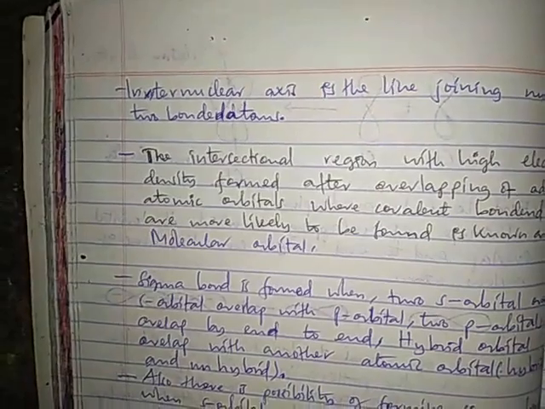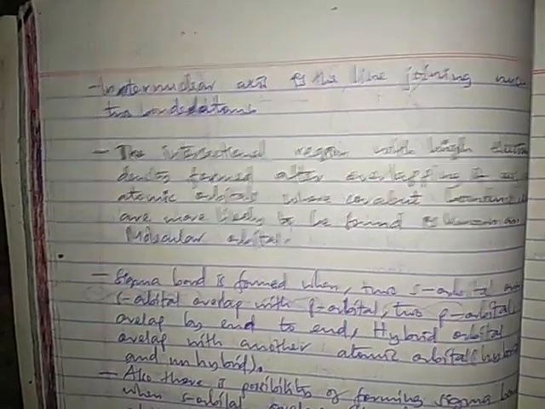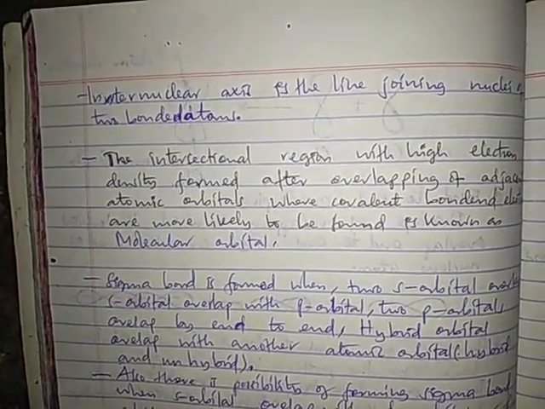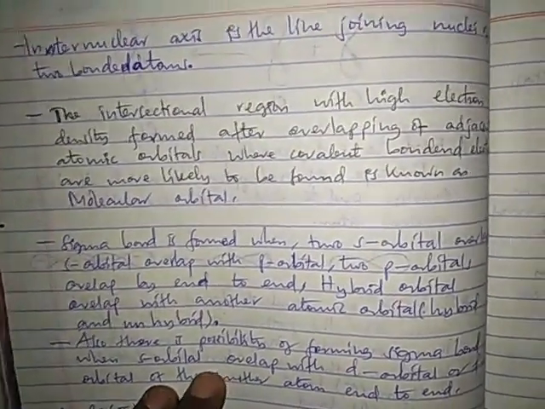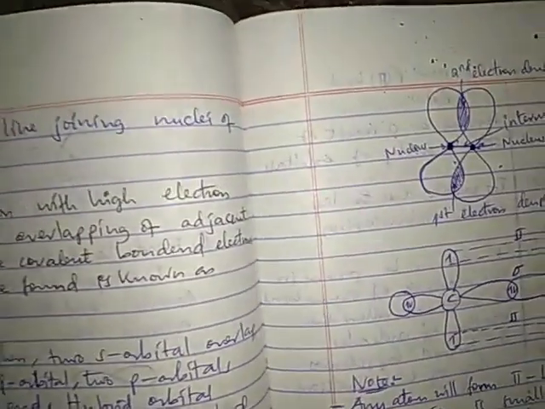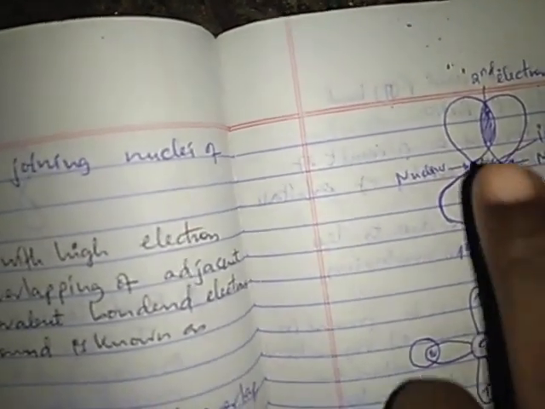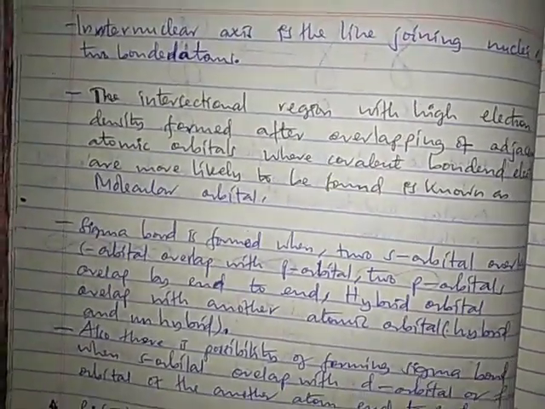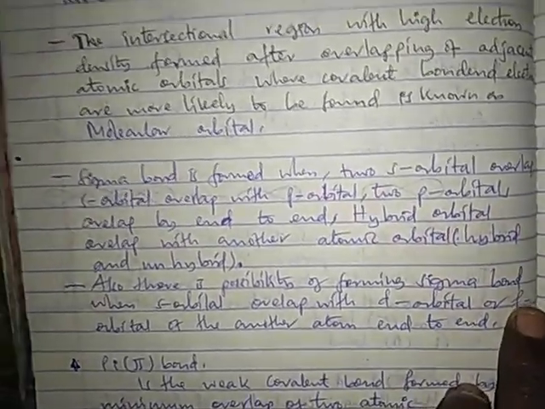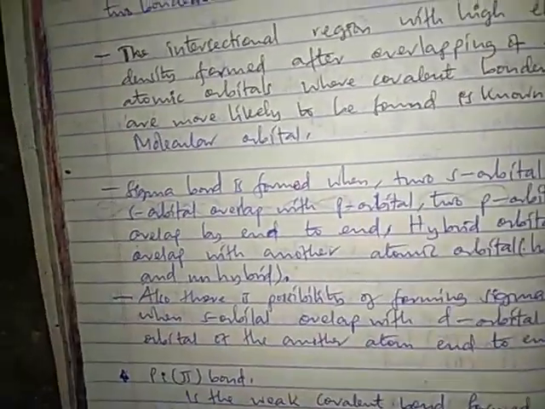The intersection region with high electron density, formed after overlapping of adjacent atomic orbitals, where covalent bonded electrons are more likely to be found, is known as a molecular orbital. For example, in this diagram, where it is shaded is where the electrons probably occur. So it is called a molecular orbital rather than atomic orbitals, as we discussed in atomic structure. So there are two different terminologies, molecular orbital and atomic orbital.